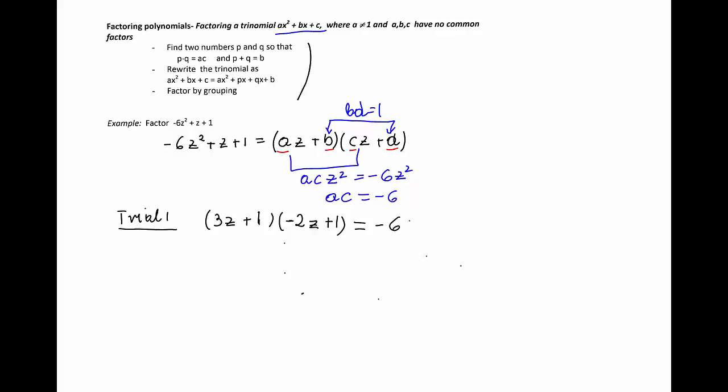If I multiply, I will have negative 6z squared plus 3z minus 2z plus 1. The first and the last terms should agree, because this is how we make the choice of a, b, c, and d. So the question is, do we have the middle term right? The middle term is plus z, and the last term is plus 1, and this is exactly our polynomial, so the factorization works and we are done.